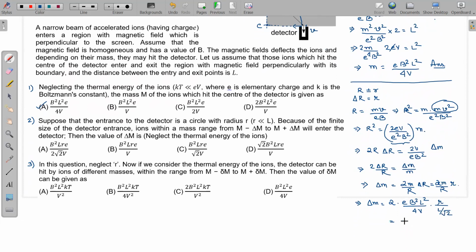Okay, so from here you can see that we'll get the value of delta m as B square. One L gets cancelled out. L times r into E divided by root 2 times capital V. So this must be the value of delta m. So from here you can see that this is the expression in option C. So this must be the answer for this part.